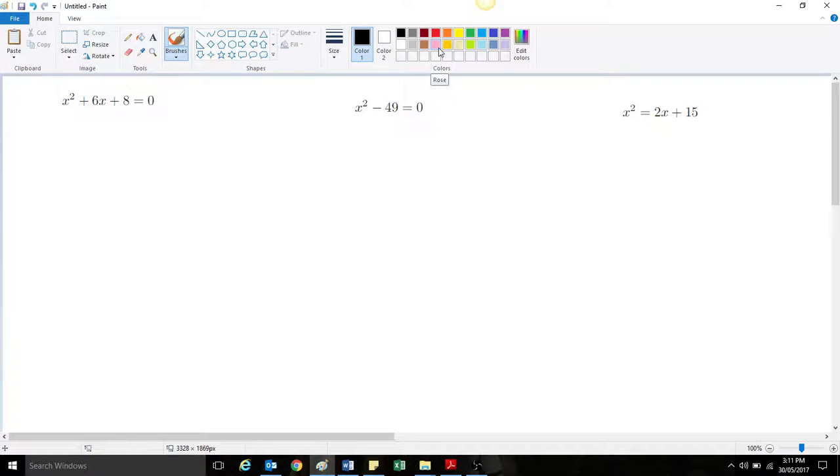G'day YouTubers. In this video we're going to be looking at using our skills in factorisation and the null factor law to solve these equations, to find the solutions that make this statement true, so that this side of the equation equals this side. So what we're going to do is start just by factorising.